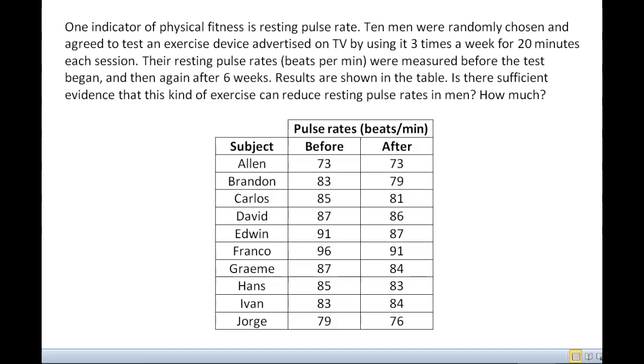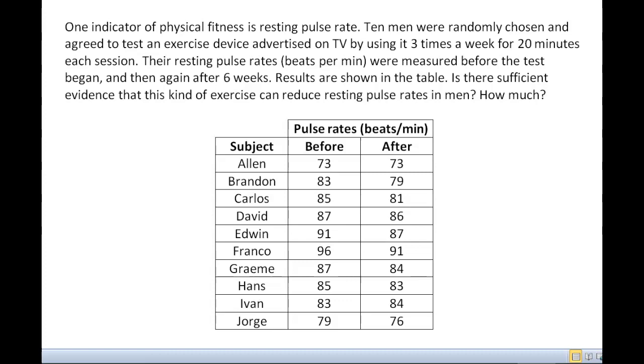Okay, so by far probably the most common wrong procedure that will be done on this is a two-sample t-test. You can hopefully recognize that we have quantitative data, so we're going to be talking about an inference test for means of some sort. So that's going to make it a t-test. And at first glance, it looks like we have two groups. We have a before group and an after group.